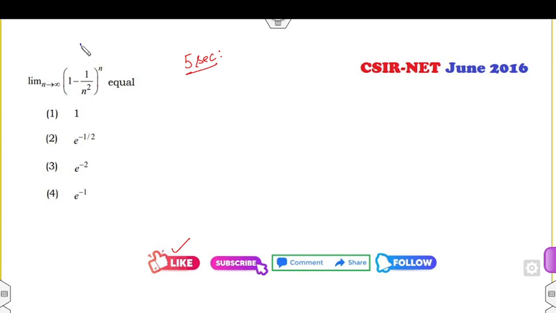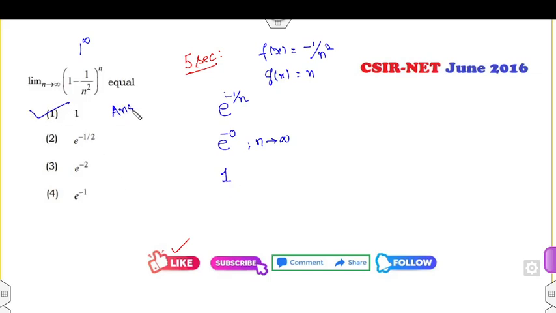Now you can see again it is of the form 1 raised to power infinity. So I can say e raised to power fx. What is my fx in this case? Minus 1 over x square n square, and gx will be my n. So it will be minus 1 over n. When n approaches infinity, it is 0. E raised to power 0 is 1, which is the right answer of this problem.